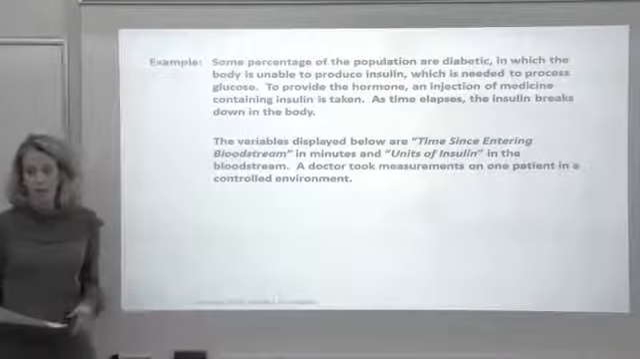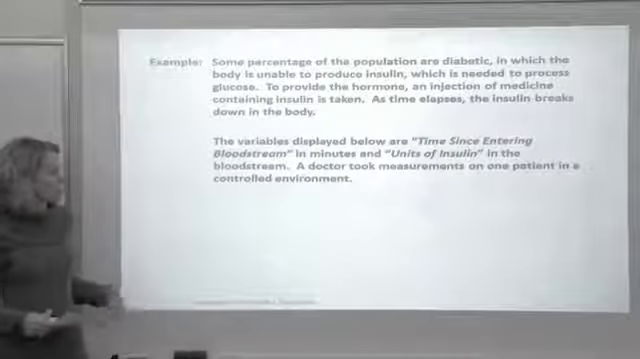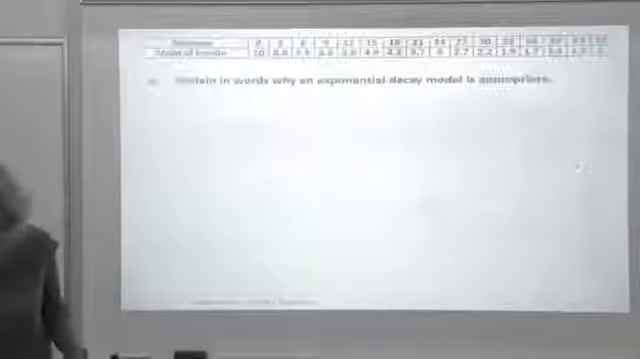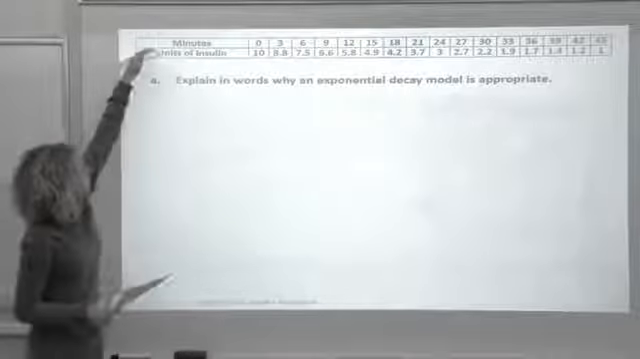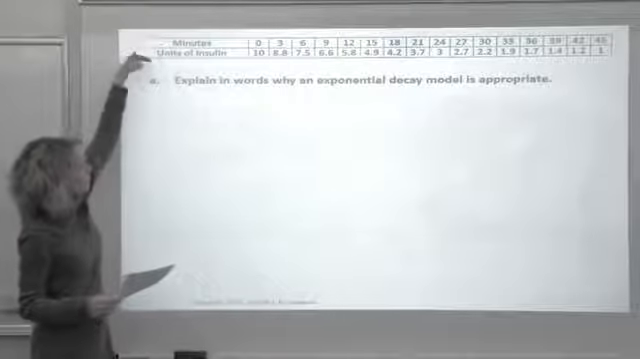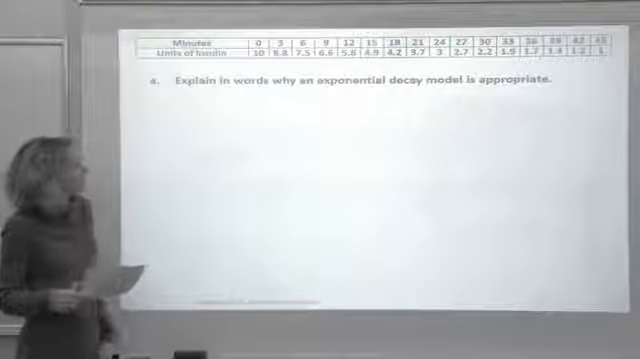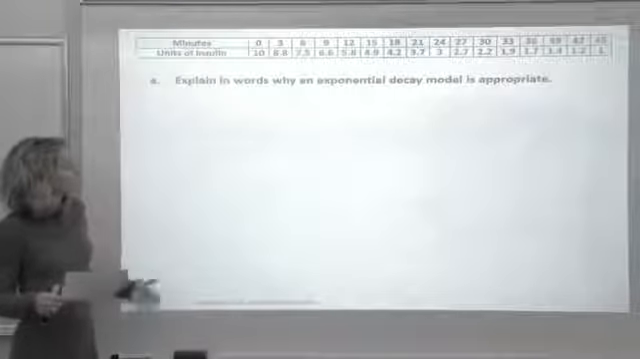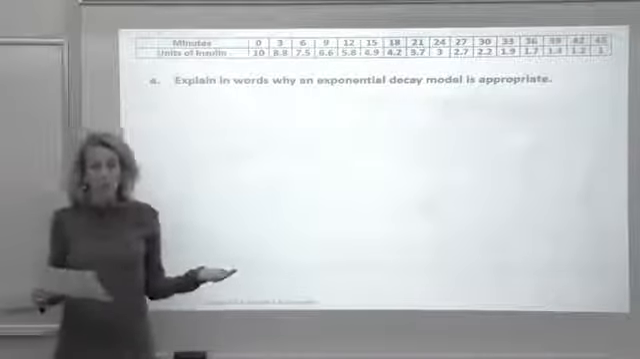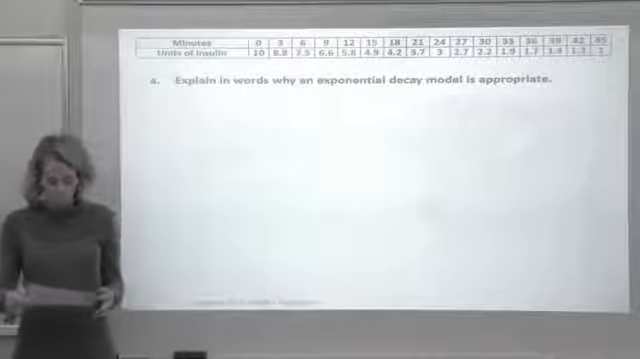So a doctor took measurements on one patient in a controlled environment, and we have some data. This is the amount of minutes that have passed, and this is the units of insulin. The first thing we're going to do is look at the scatter plot and then explain in words why an exponential decay model is appropriate.